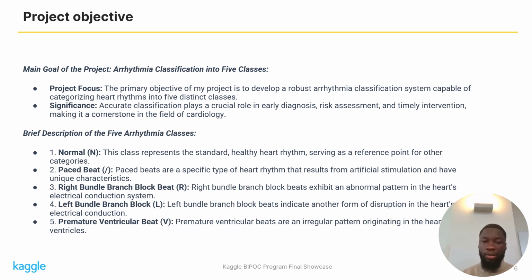We have the right bundle branch block beat. Right bundle branch block beats exhibit an abnormal pattern in the heart's electrical conduction system on the right side of the heart, while the left bundle branch block exhibits an abnormal pattern in the heart's electrical conduction on the left side. And then we also have the premature ventricular beat, which is an irregular pattern originating in the heart's ventricles.